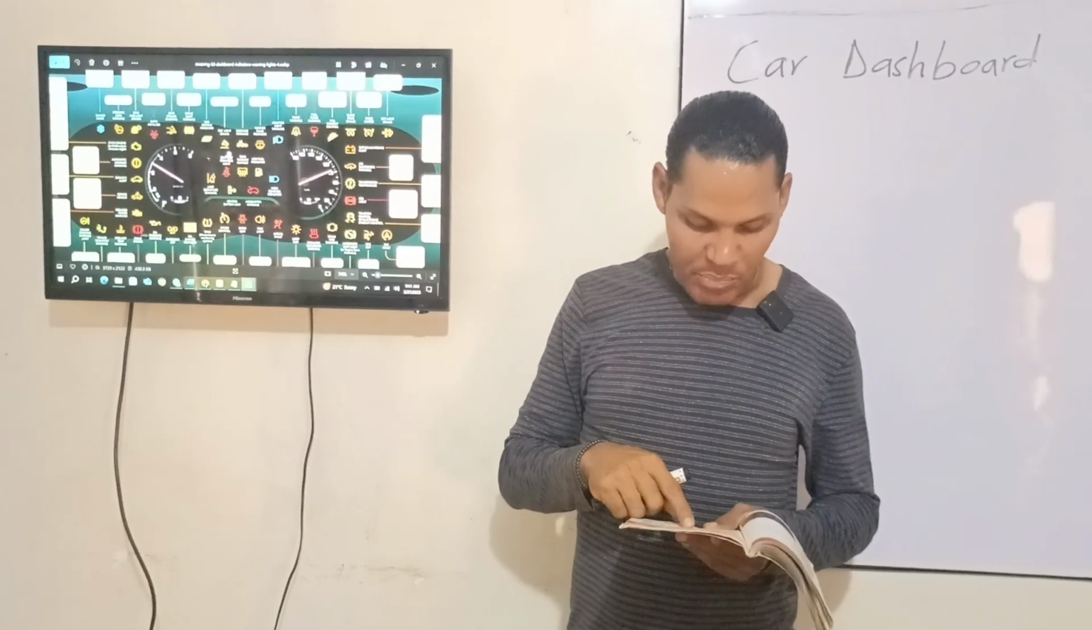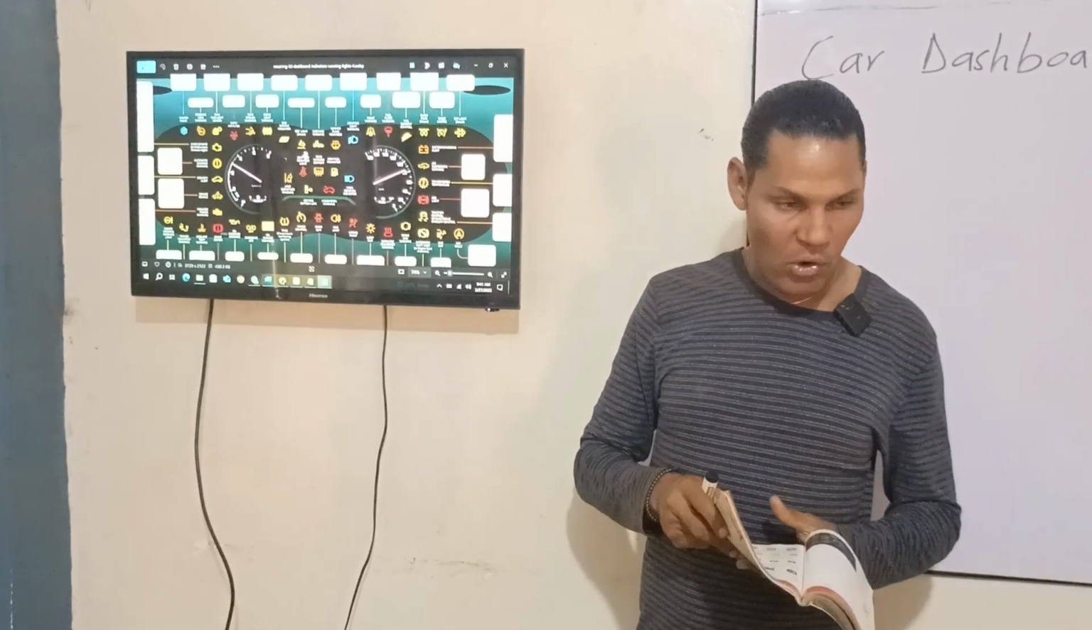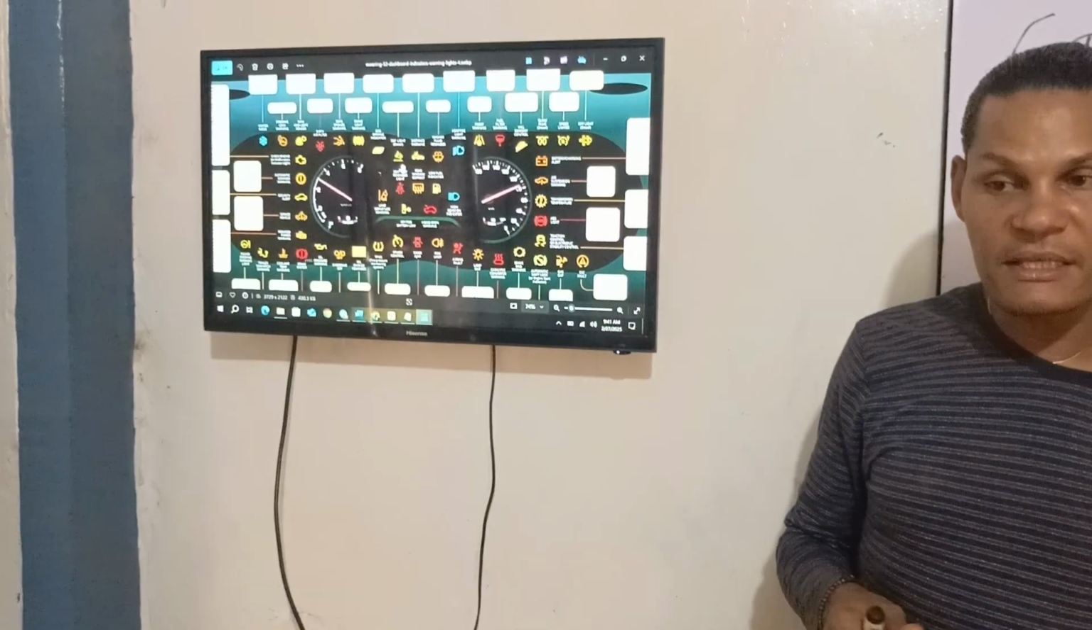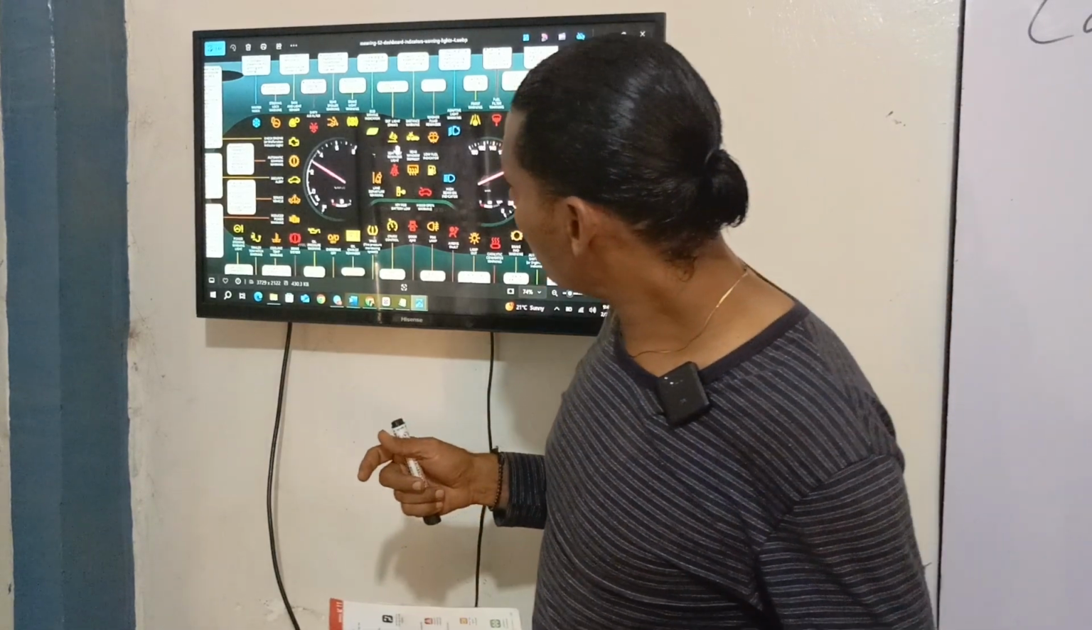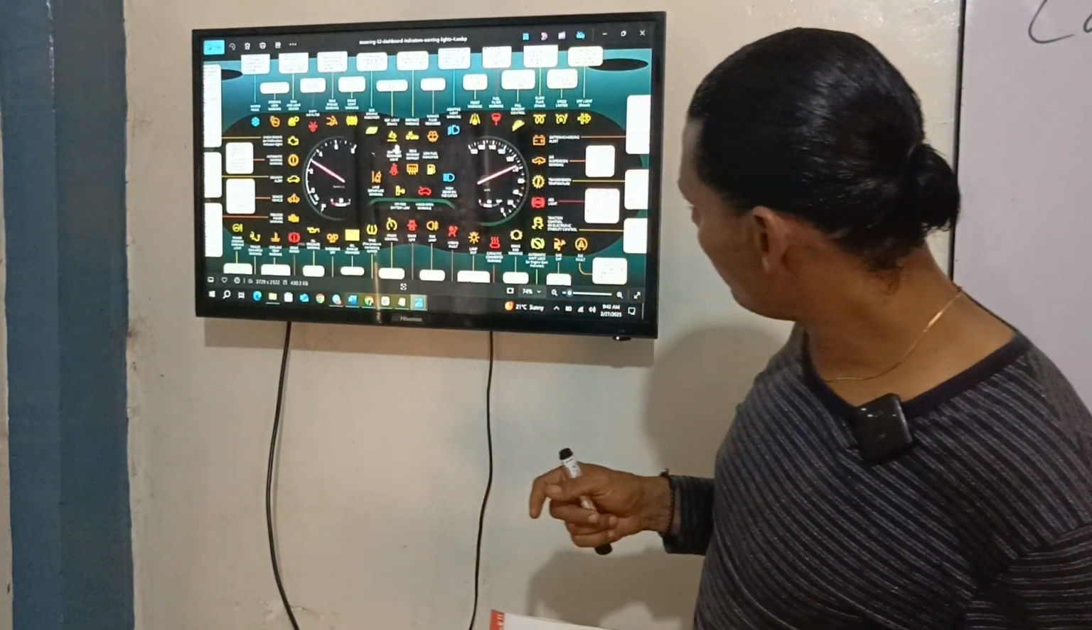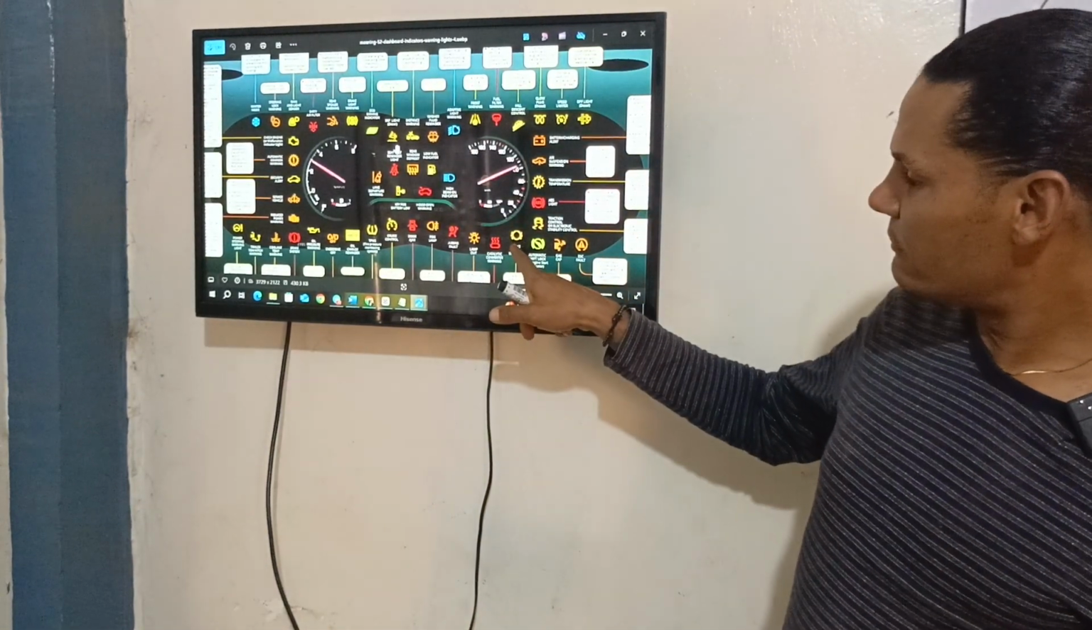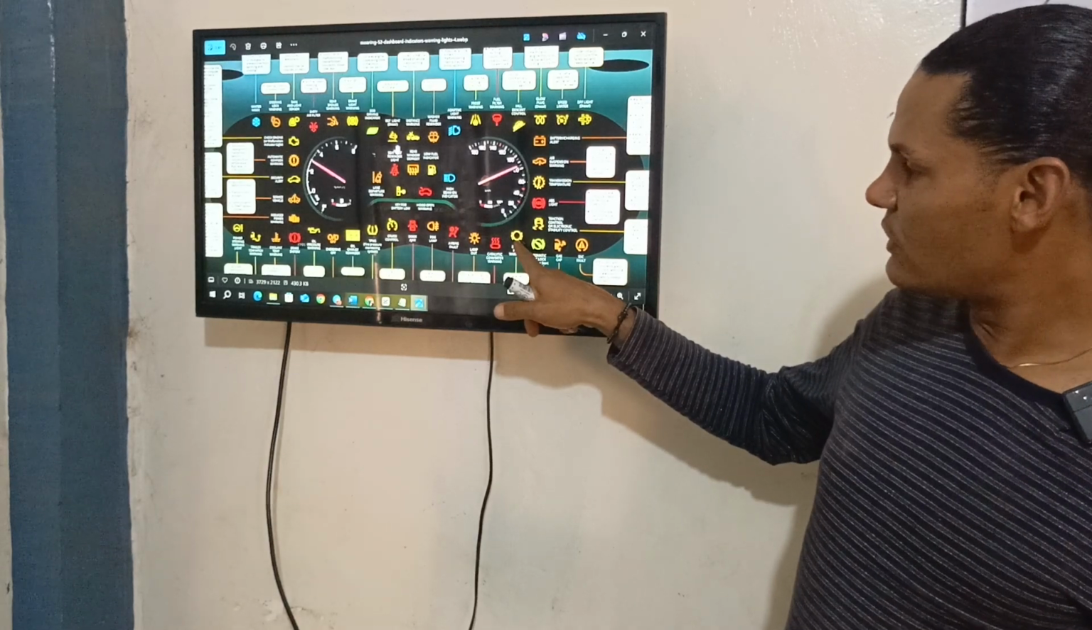This sign here, you have the brake pad wear indicator. It means say your brake pad is almost finished. It will alert you. So, who can see it here? Do we have it here? This is it. This is it here.